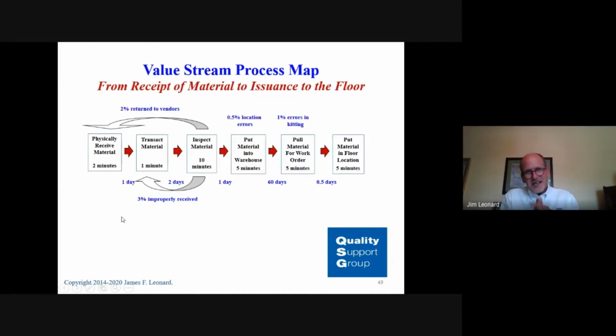So back to that process of receipt of material to issuance, they found, well, it takes us about 28 minutes to actually advance the work. That's the processing time. But on the average, always on the average, the material sat for a day between receipt and transaction, 2 days between transaction and moving it and inspection, another day, 60 days. That material that we paid for sat out there on that shelf doing nothing before it got pulled for a work order. Took about a half a day, not 5 minutes, not 10 minutes, a half a day to get it out there to the shop floor location.